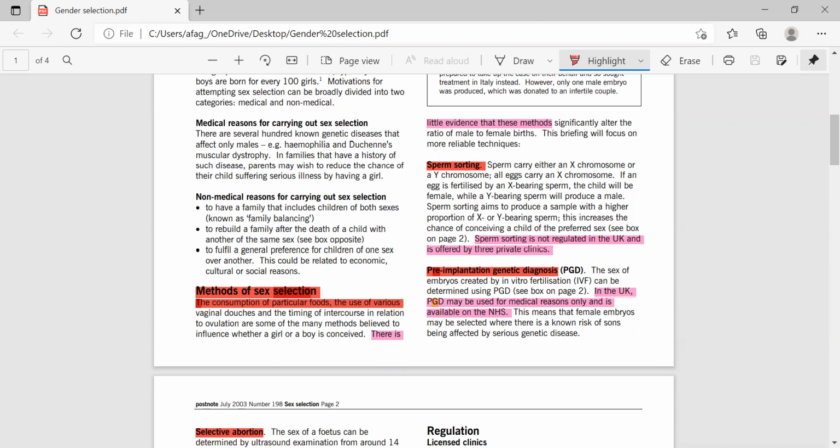This is the other method, pre-implantation genetic diagnosis, which is licensed in the UK and available in the NHS. But it is only if there is a risk of genetic disease, so serious genetic disease, so it's allowed because even the funding is not enough.